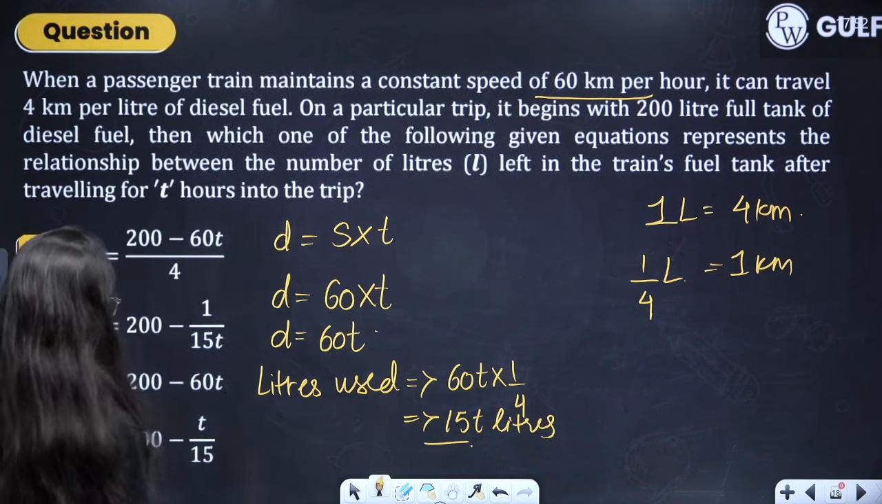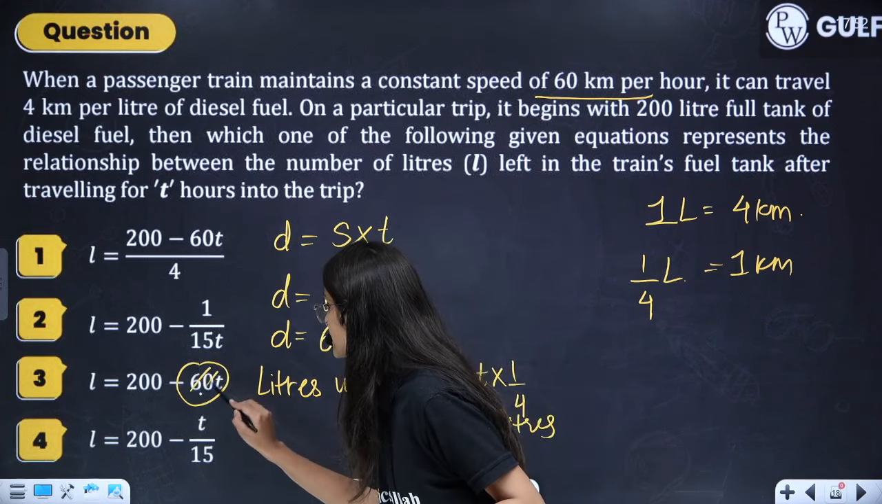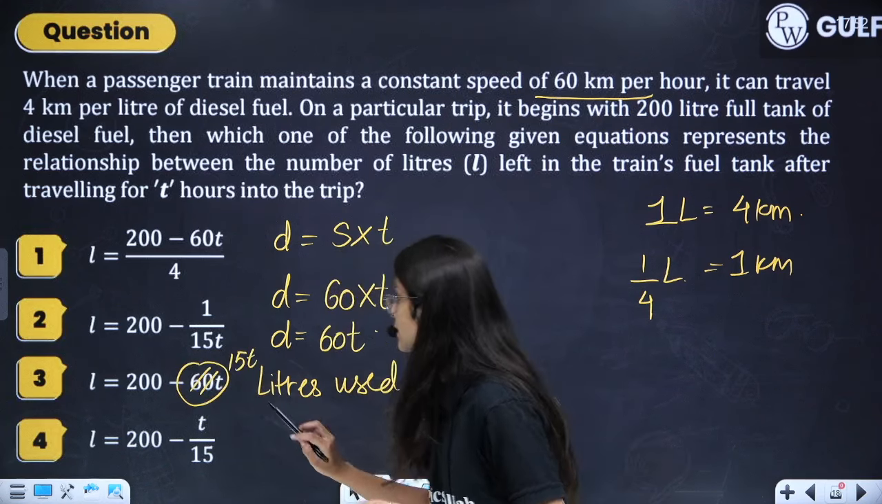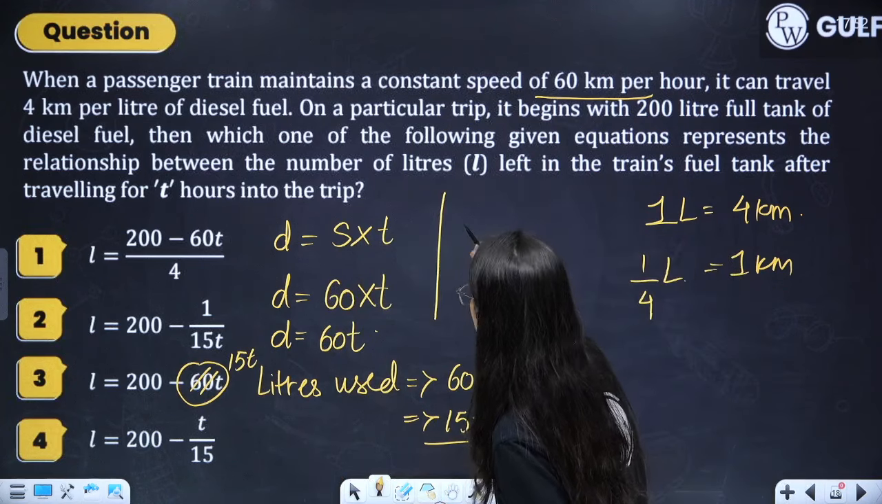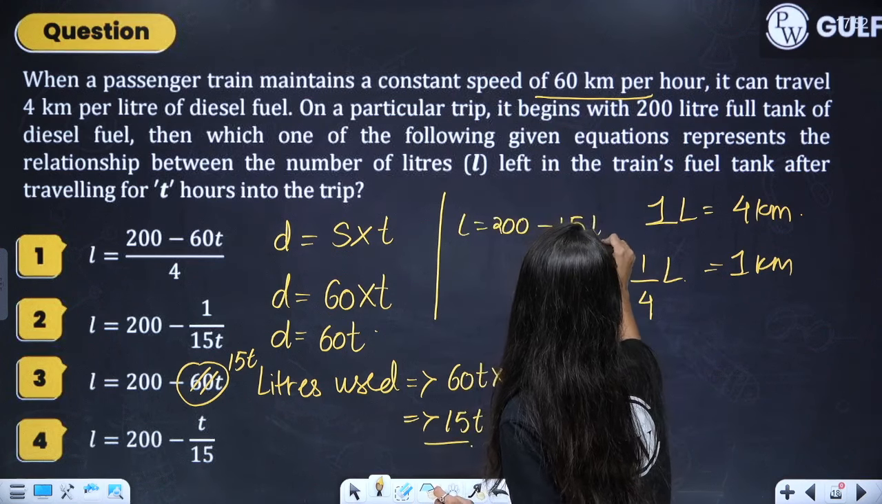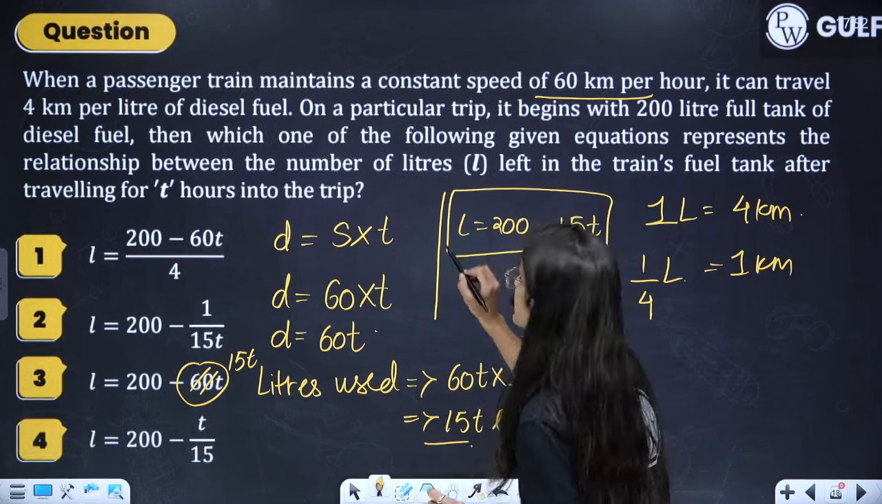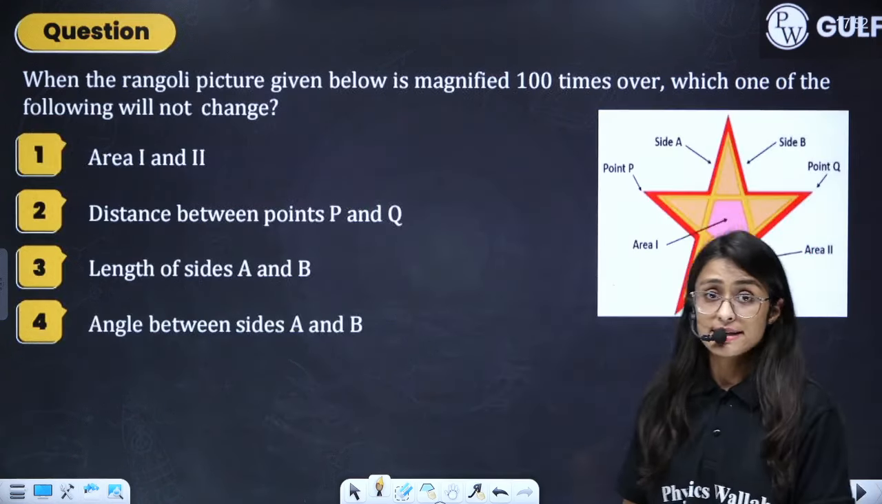So I'll just make a correction in my options. Here it is not 6T, here it is 15T. So our answer is totally correct, which is L is equal to 200 minus 15T. This will be the left fuel. Moving to the next question.